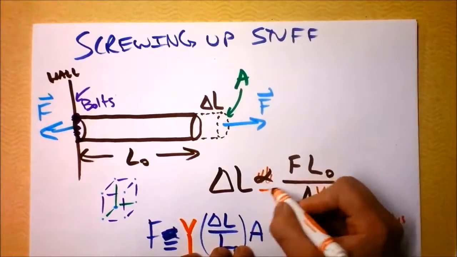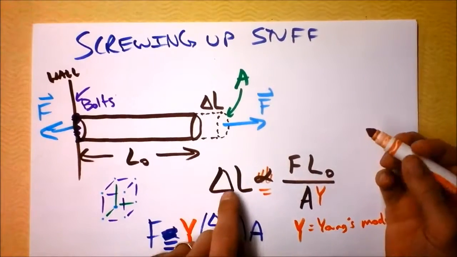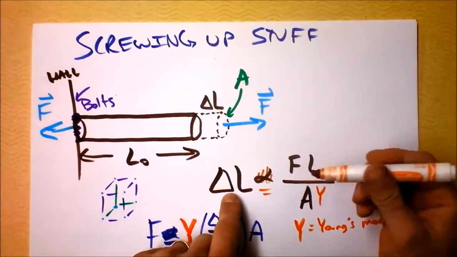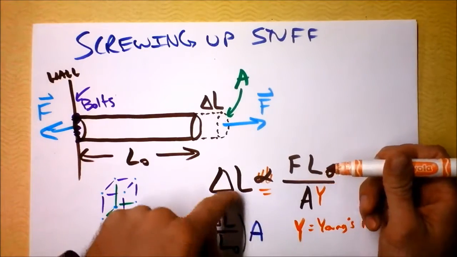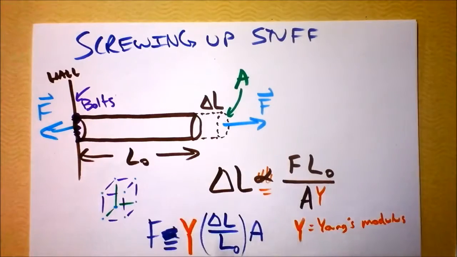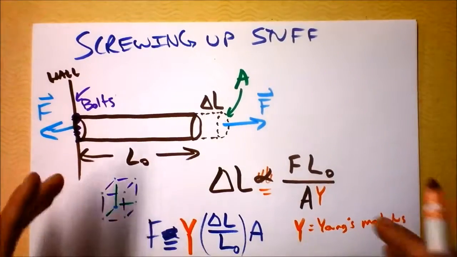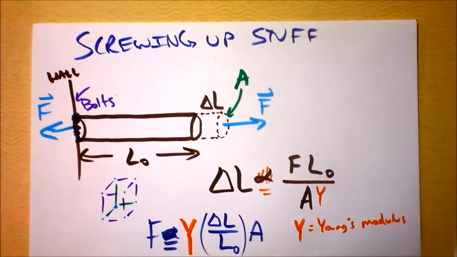Look at this, I can make this an equal sign. Big Young's modulus means that delta L will be small, and small Young's modulus means that delta L will be big. So I guess that means that Young's modulus is the toughness of the material. A big Young's modulus describes something that really doesn't want to stretch.